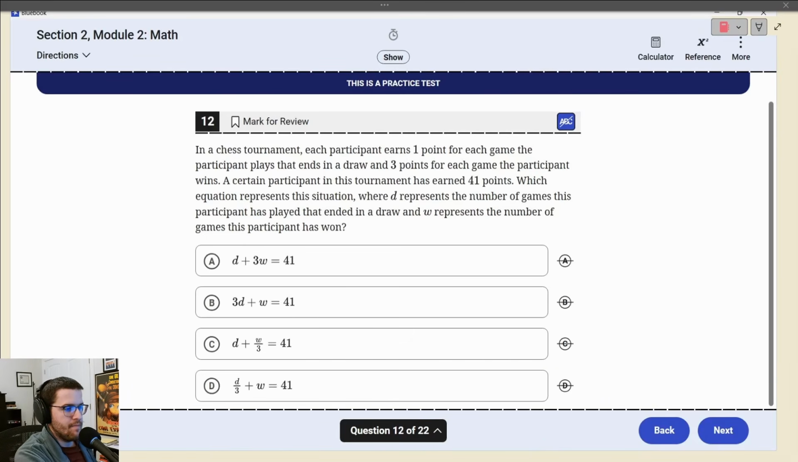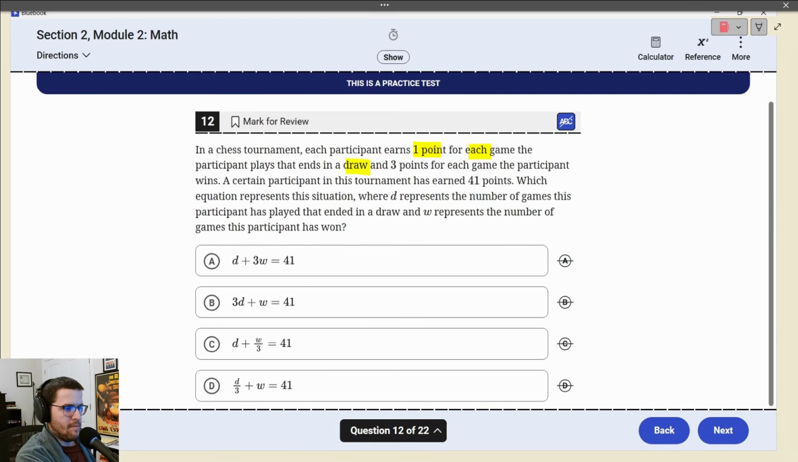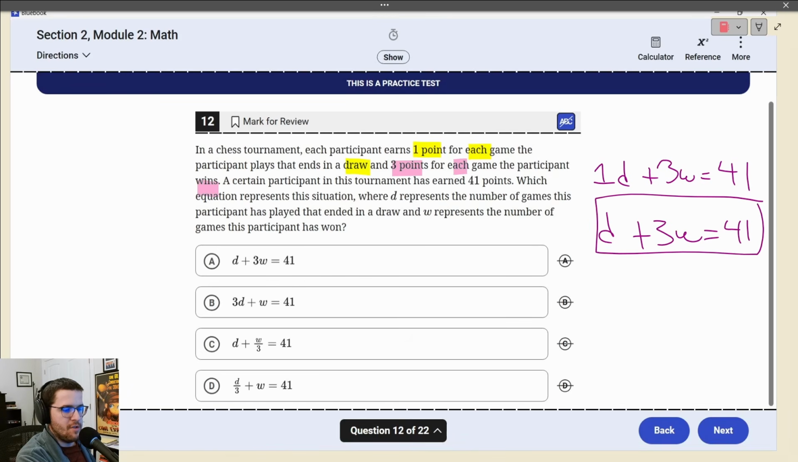Okay, question 12. So we've got 1 point for each draw. So that would be like 1 times D. And then we're going to add that to the points from the wins. 3 points for each win. So we're going to do 3W. And that will add to the total, which this person earned 41 points. So we'll put 41. The 1 is implied, so we don't write that. So it would just be D plus 3W equals 41, which is choice A.